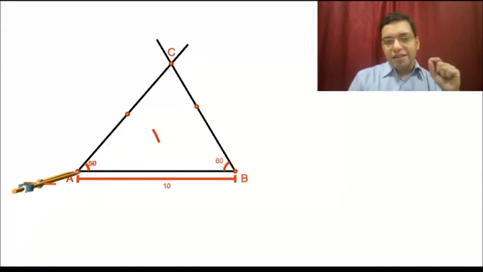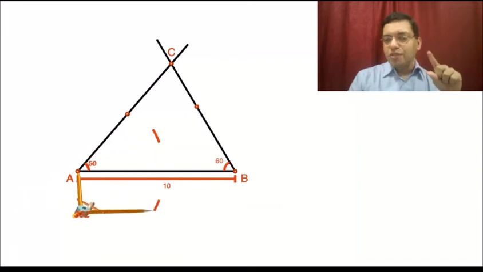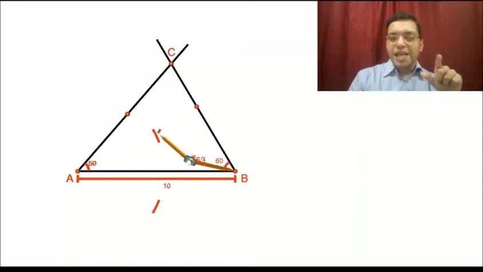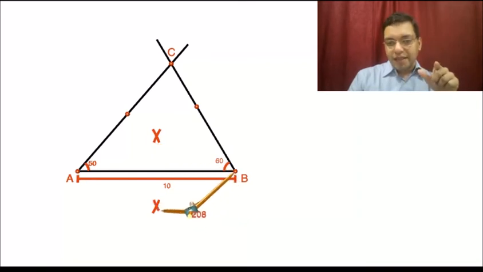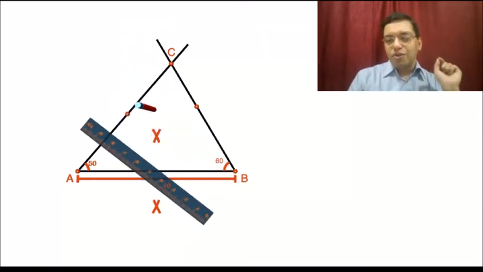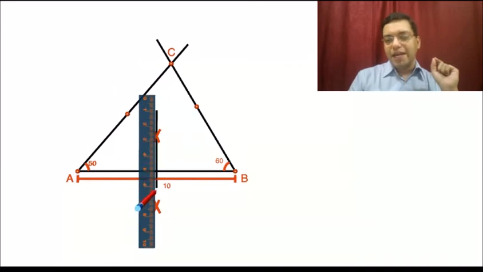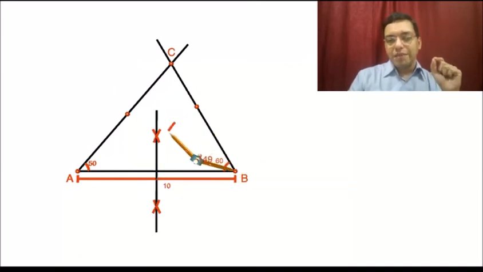So with A as center, we are cutting two arcs above and below segment AB. And with B as center, we cut the initial two arcs. And then we join the points of intersection to get the perpendicular bisector of segment AB. Similarly, let us draw the perpendicular bisector of segment BC.